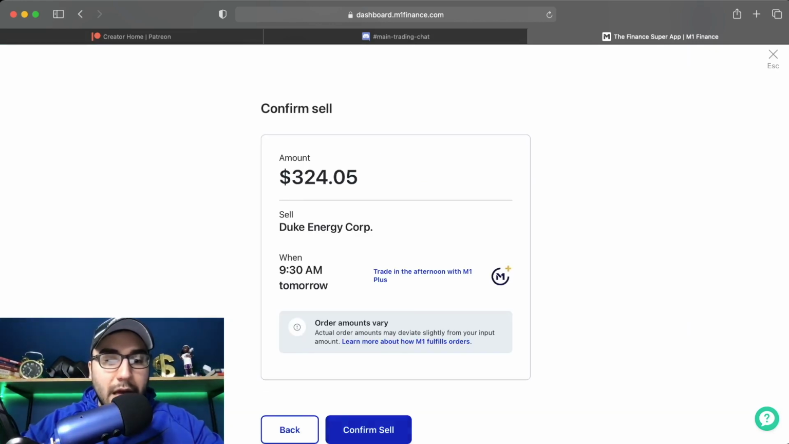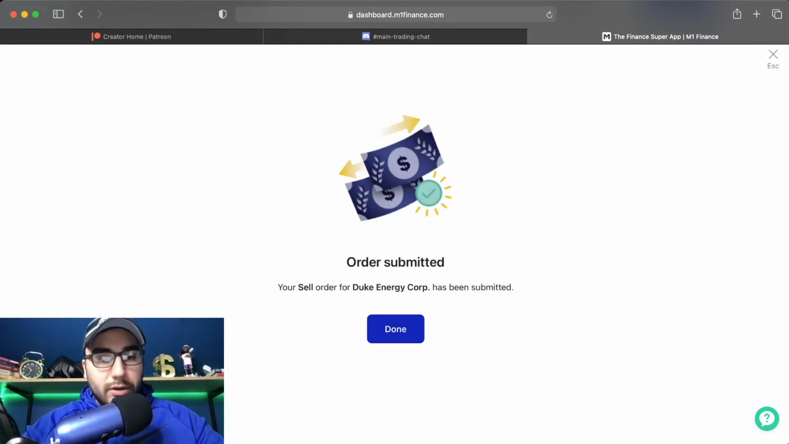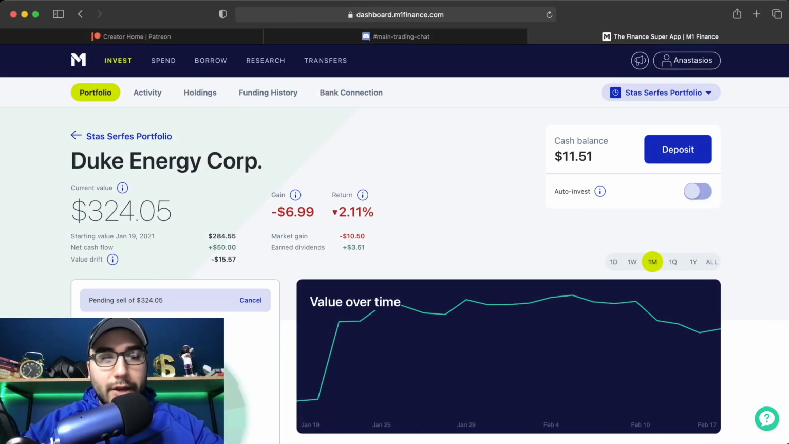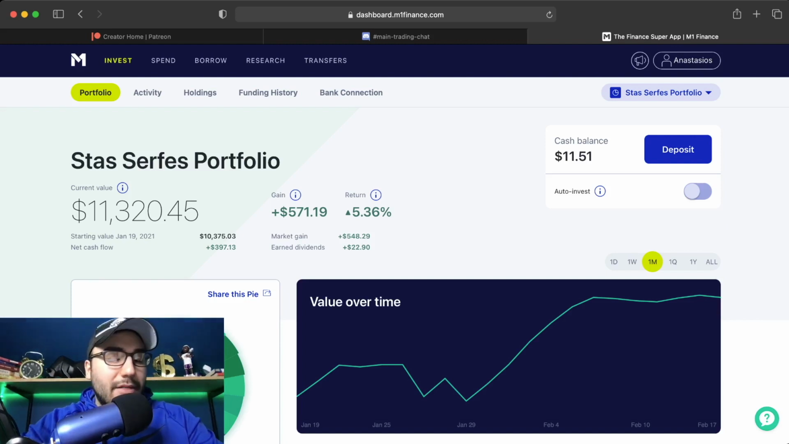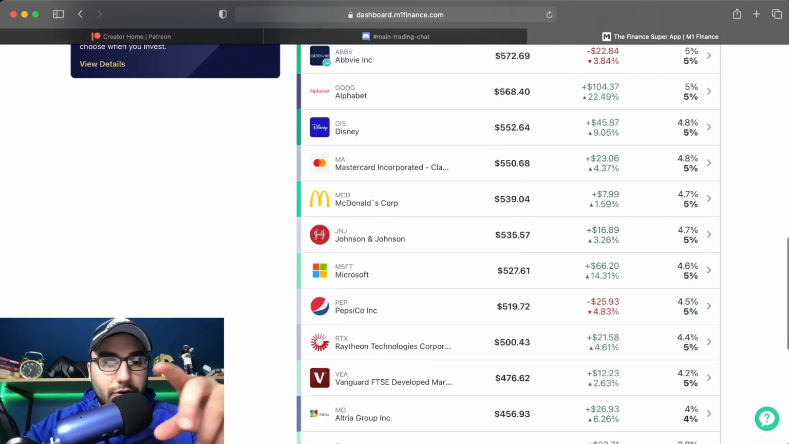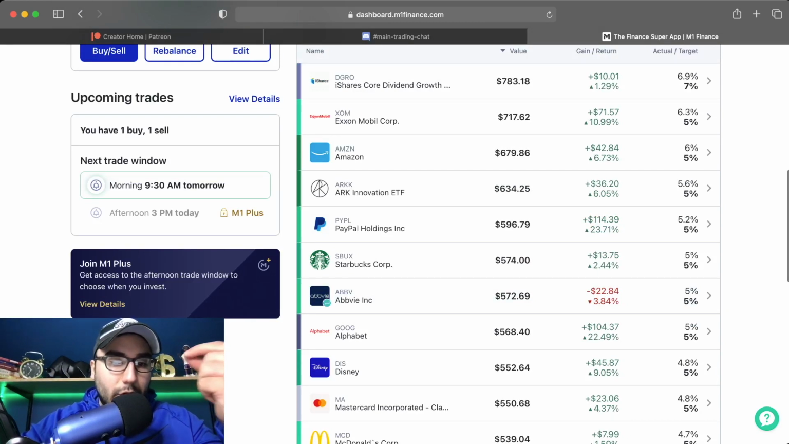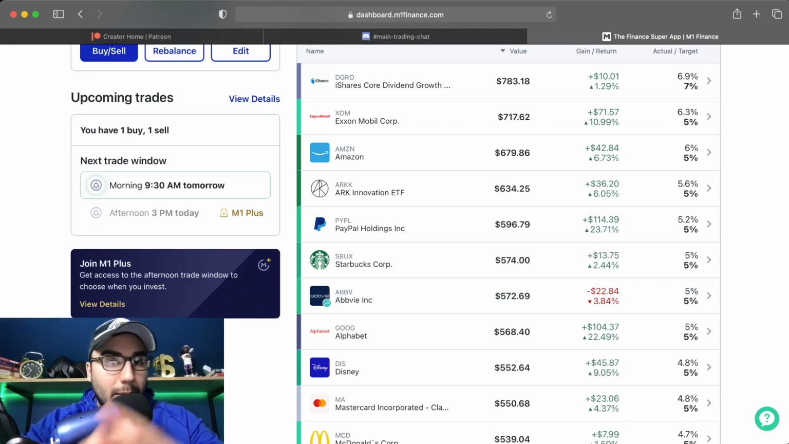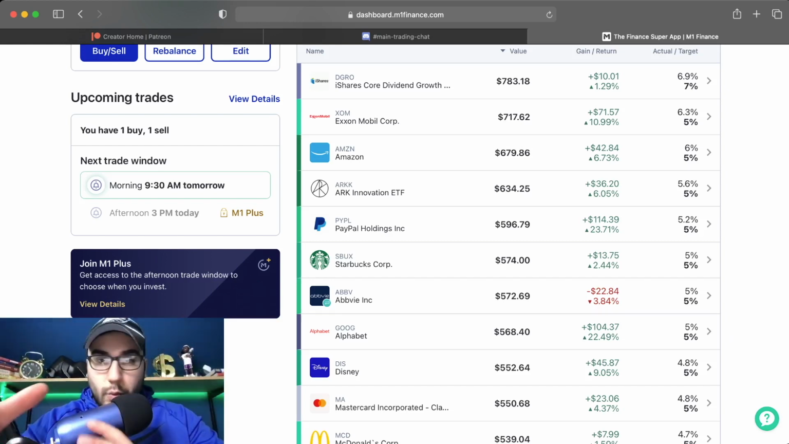And then you click continue, and how this actually works, you guys probably know this if you're familiar with M1, they don't trade in real time. By that I mean when you go to buy or sell a stock, there's something known as trading windows. So what I just did, I clicked sell. I sold Duke, but it didn't go through yet. It's going to go through tomorrow at 9:30 a.m. That's just how M1 Finance works. It's not a trading platform, meaning you're not supposed to day trade and swing trade on this. This is really a long-term investing platform, and that's how it works.